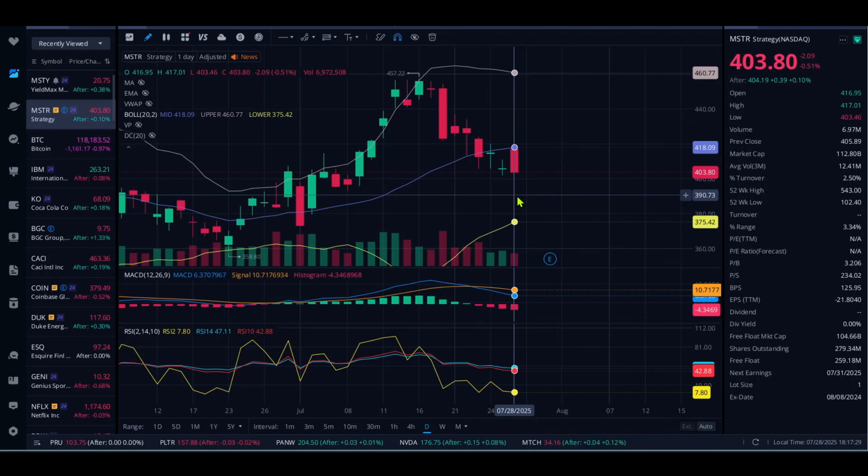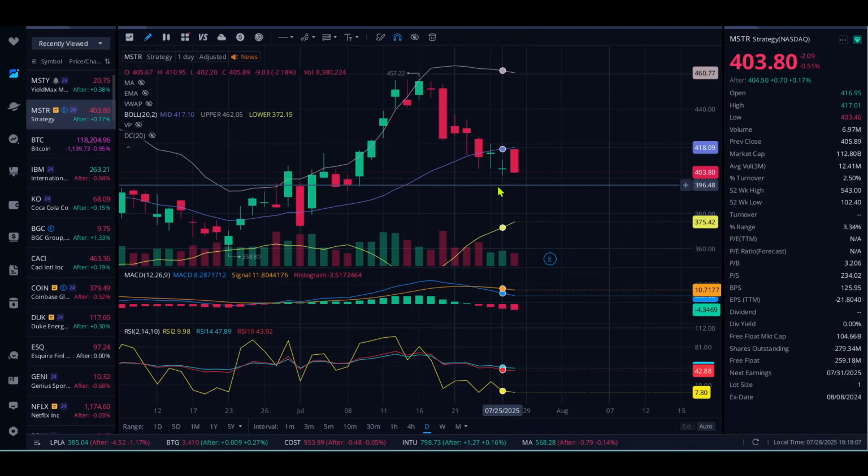I did set it to good till cancel this time. That way, if it happens to drop down to 403 after market or pre-market hours, then it will buy them at the 403. But if it doesn't, then it will just sit there and wait. So we'll see how that turns out.